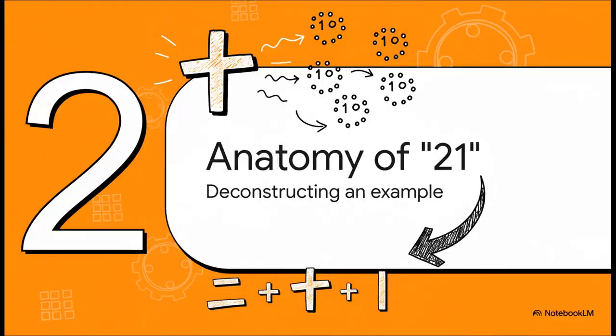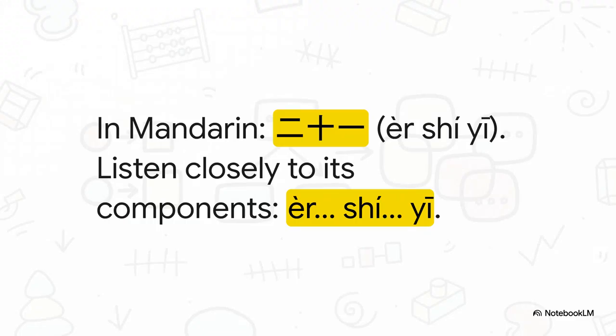It's as simple as that. No exceptions. Okay, so we get it. 2 tens is 20. But what happens when we need to add another number on top of that? Well, let's take apart our first full example and see exactly how this elegant system works, piece by piece. Here is our target number, 21. In Mandarin, it is pronounced er shi yi. Let me say that again a little slower. Er shi yi. You can probably already hear the individual components that we're about to break down.